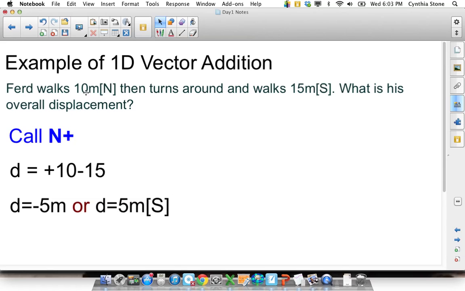If you're adding vectors, and doing displacement is just adding vectors, it's saying, okay, first he moves here, and then he moves here, right? I'm really adding those two vectors, even though it's a very simple example.